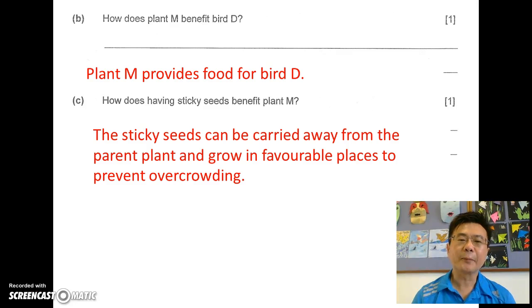This will allow the plant to grow better as they are dispersed away from their parent plants, since they will be able to have enough light, water and nutrients to enhance their survival.